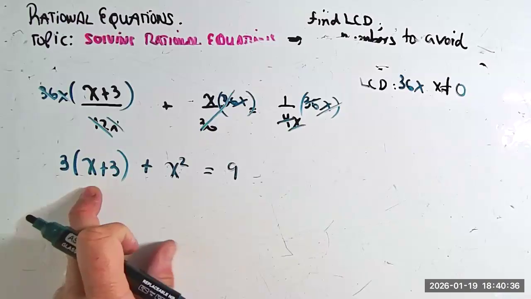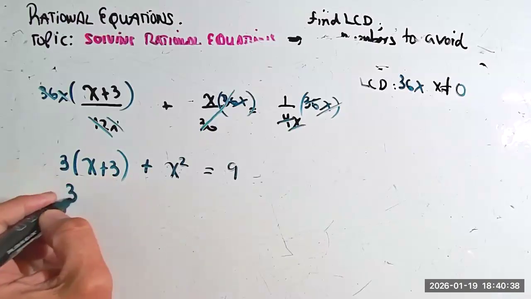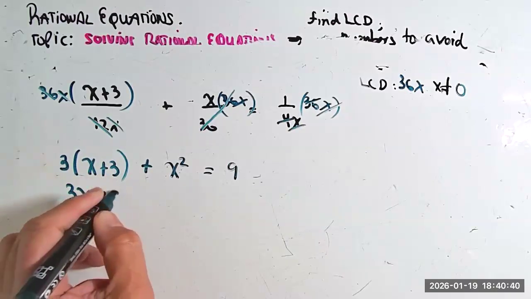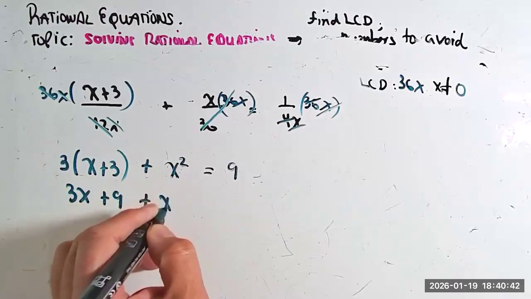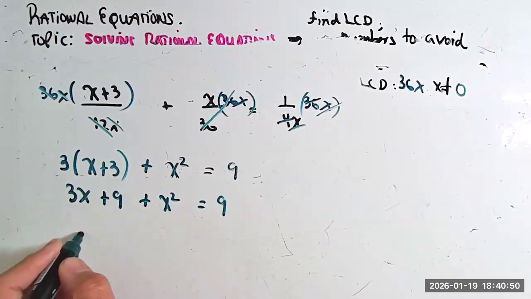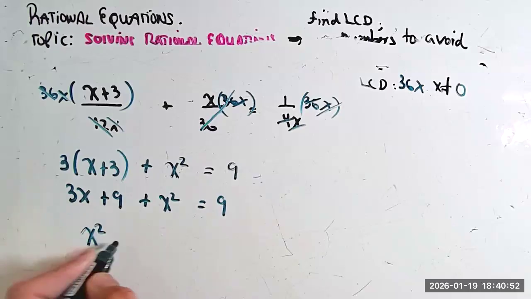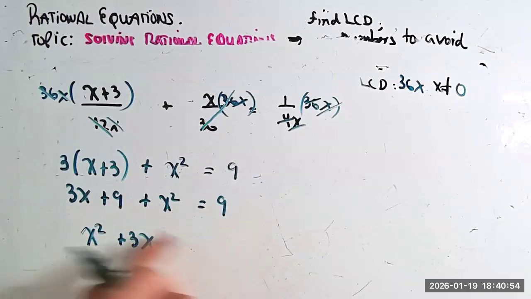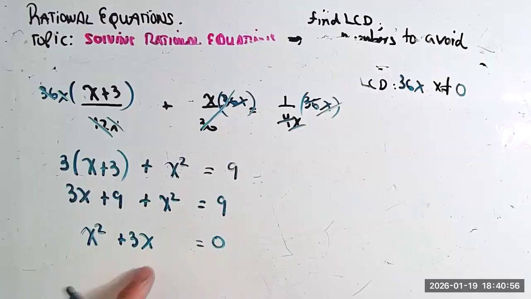Let's expand this puppy. 3 times x, 3x. 3 times 3 is 9. Plus x squared equals 9. Of course, we set it equal to 0. So what do we have? Let me just write it in standard form. x squared plus 3x plus 9 minus 9 equals 0. So that's what we have. Solving for this, factoring will do.